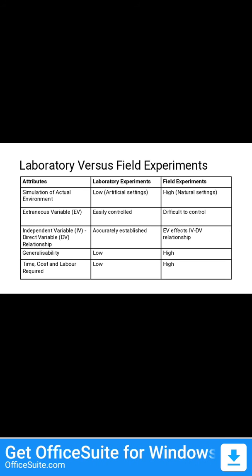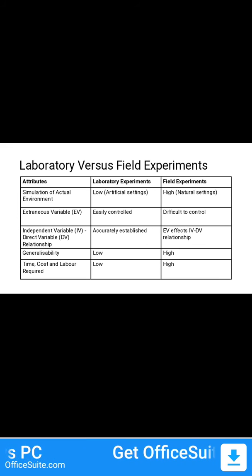So the relationship that you obtain between IV and DV would be closer to the real world relationship, because in the real world also extraneous variables play a role, just like they have played a role in the field experiments, because you are not able to control them, so they impacted the IV-DV relationship, and the same thing would happen in the real world. So as far as generalizability is concerned, field experiments have a higher generalizability than the laboratory experiments. So what you achieve through field experiments is going to be closer to real world phenomena than what you achieve through your laboratory experiments. Now let us talk about the fifth and the last attribute: time, cost and labor required.